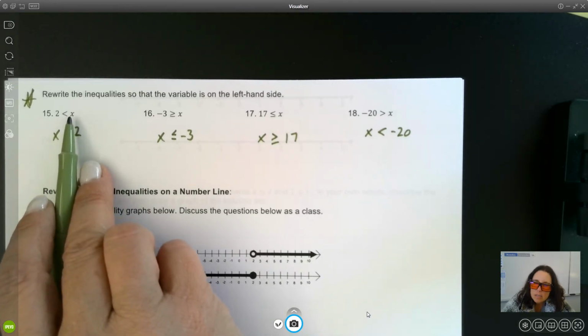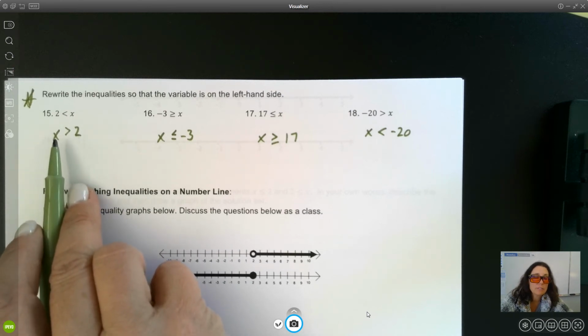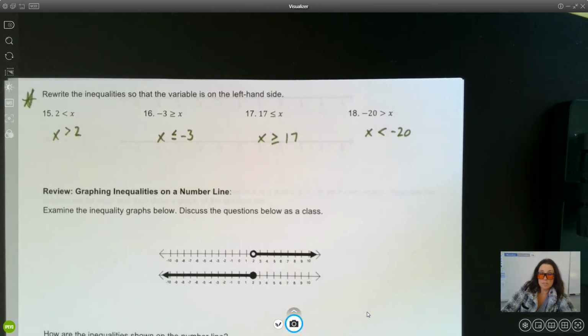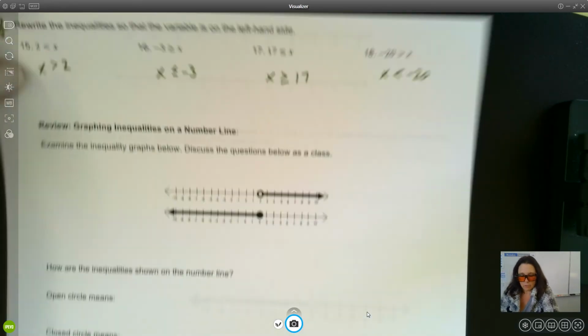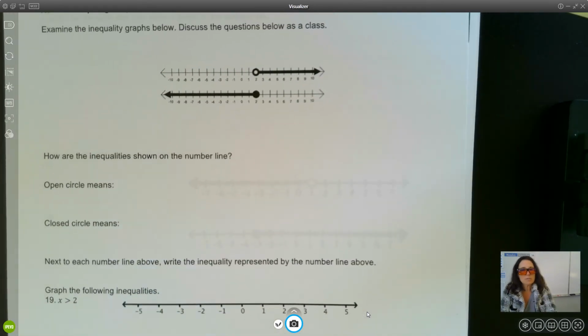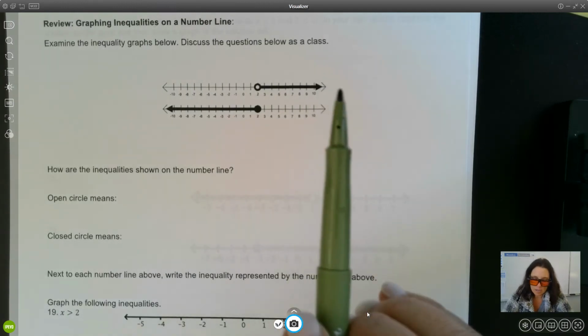Okay, it's much easier for kids when the variable is on the left, moving forward through this module in this section. Have your x's on the left. It's much simpler. All right, next little topic of review, graphing on a number line. Let me scooch that down just a hair. Okay, review graphing inequalities on a number line.